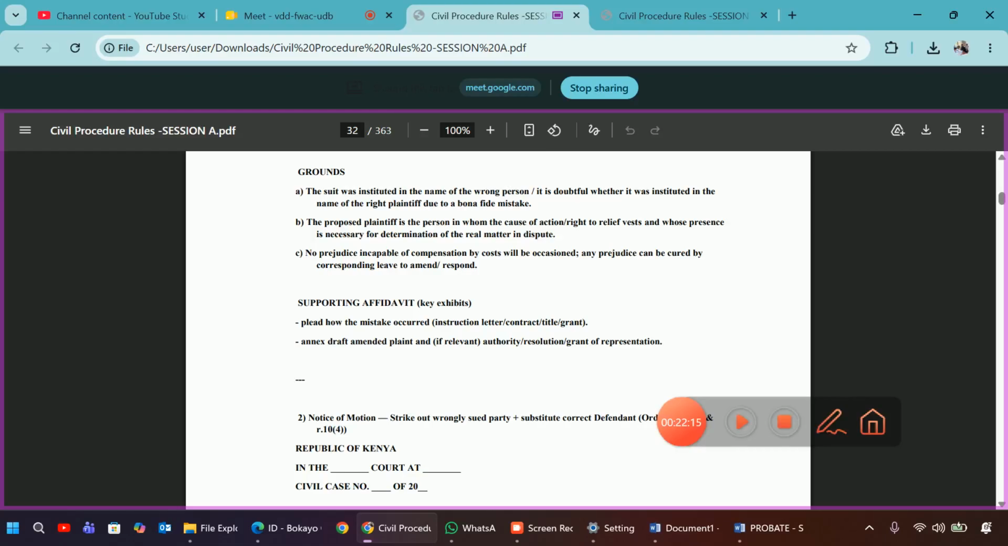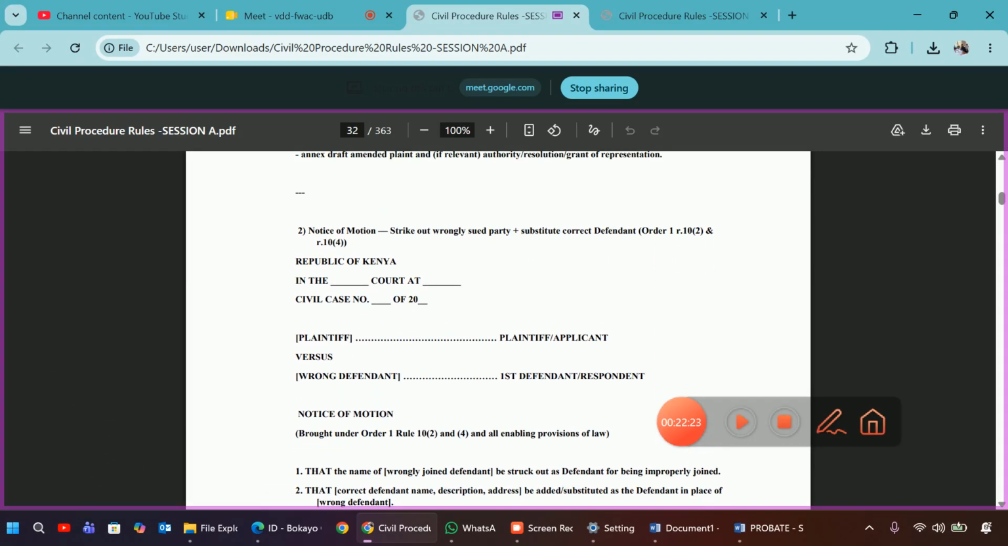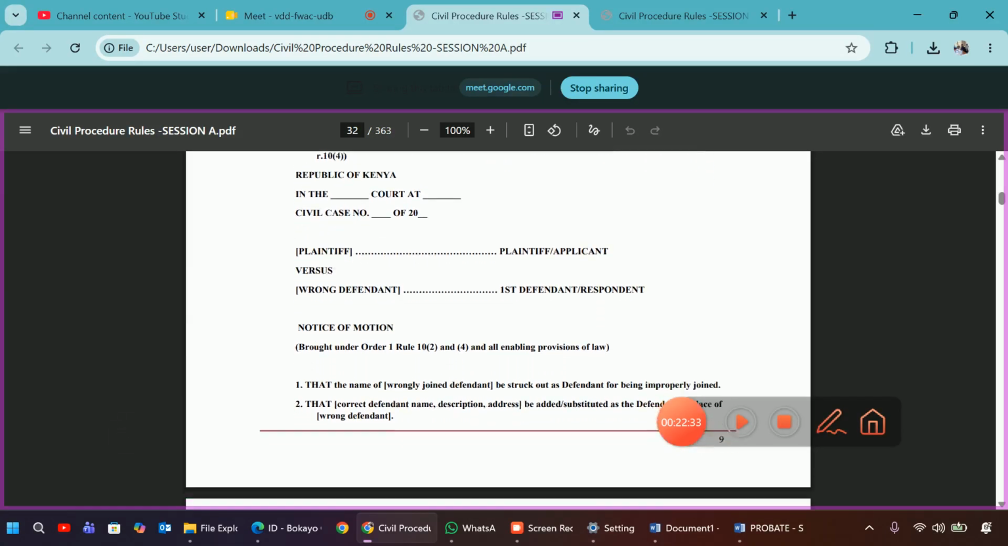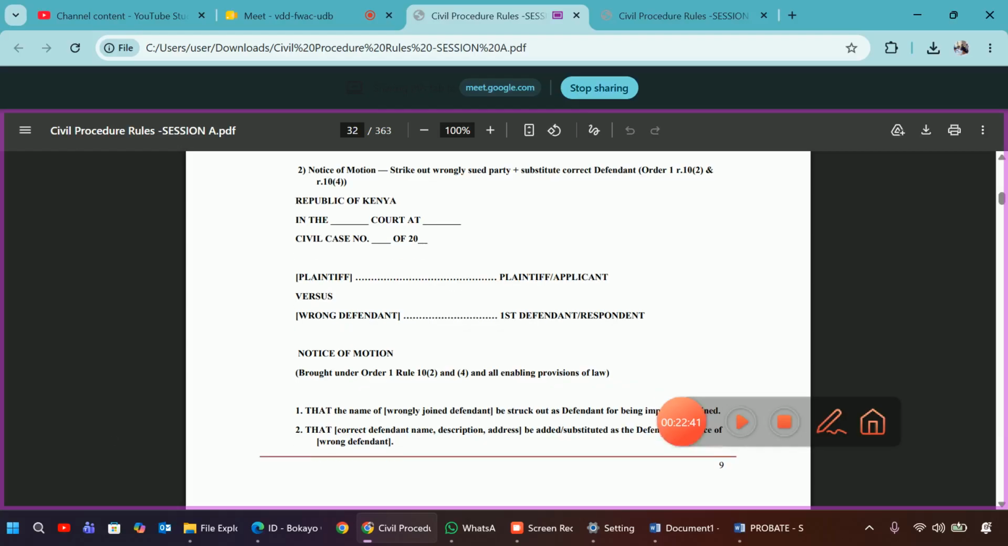Obviously, in the supporting affidavit, what you need to show is plead how the mistake occurred and annex the draft amended plaint. Then there is another application where you strike out a wrongly sued party and substitute with the correct defendant, still under Order 1, Rule 10, 2 and 4. So this application is being brought under Order 1, Rule 10, 2 and 4 and all enabling provisions.